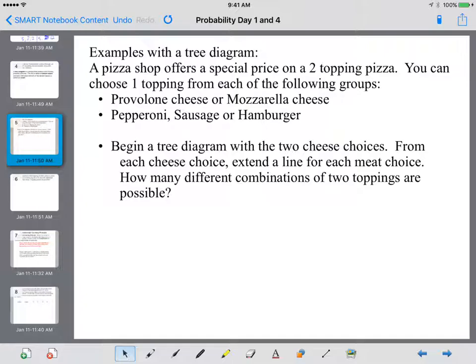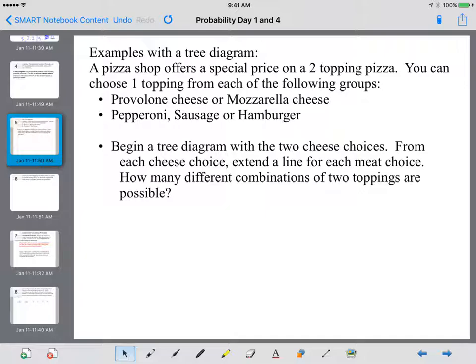A pizza shop offers a special price on a 2-topping pizza. You can choose one topping from each of the following groups: provolone cheese or mozzarella cheese. And then you can choose pepperoni, sausage, or hamburger. It says begin a tree diagram with the two choices from each cheese choice, extend the line for each meat choice. How many different combinations of 2-topping pizzas are possible?